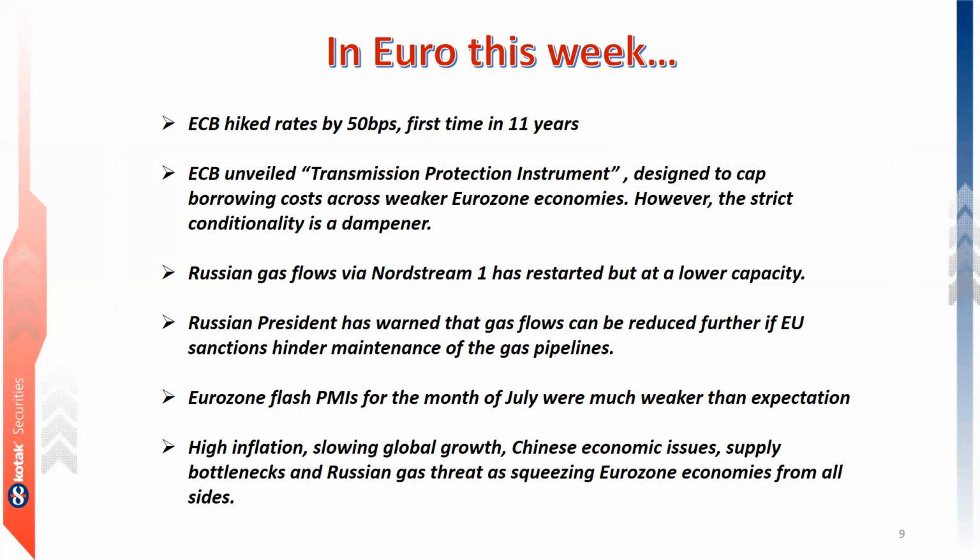ECB also unveiled a new anti-fragmentation tool known as transmission protection instrument. Basically, ये एक bond buying program है, which is an emergency bond buying program, which will be put into place when the ECB feels that the bond yields of the weaker countries like Italy, Spain, etc., are rising much more than what's happening in Germany. So when the yield spreads between the German bonds and these peripheral nation bonds increases quite significantly, that's the time when ECB can come into the market and try to bring those yields closer. So it's more of an emergency measure, but उसमें problem ये है कि जो conditionality ECB ने दिया है for a particular country to qualify, that's quite strict, and that's the reason why the market did not like it.